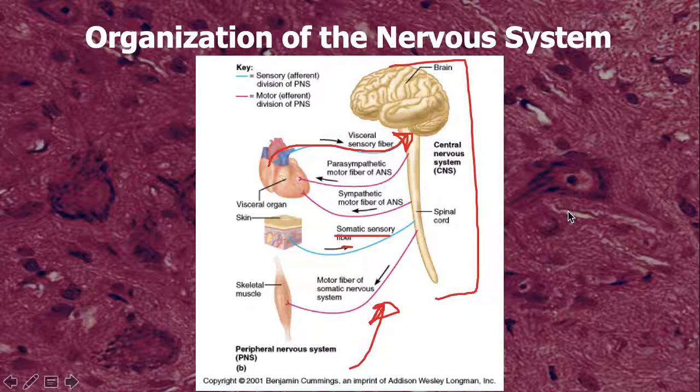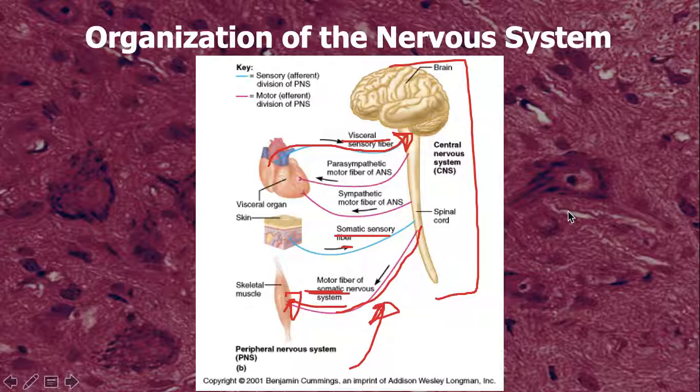Visceral. Okay, so visceral is cardiac, smooth, or glands. Then we have these red guys. They are sending information away from the central nervous system. So what are they called? Efferent motor neurons. Okay. This one down here that is going to skeletal muscle, what's he called? Somatic. Okay, so he's a somatic nervous system motor neuron.